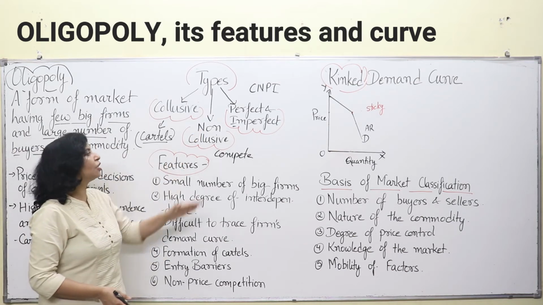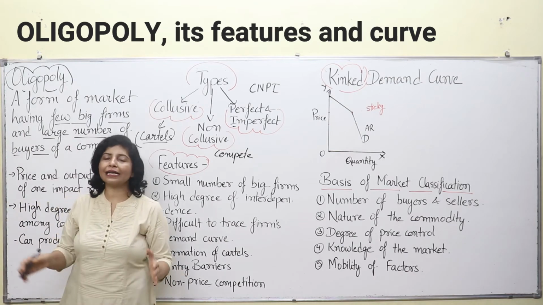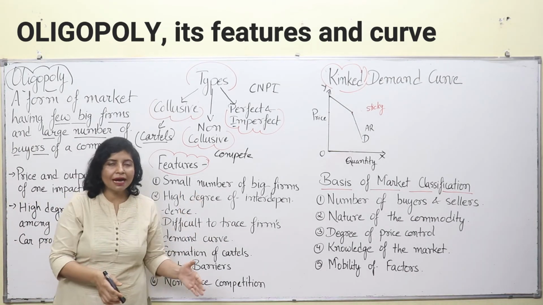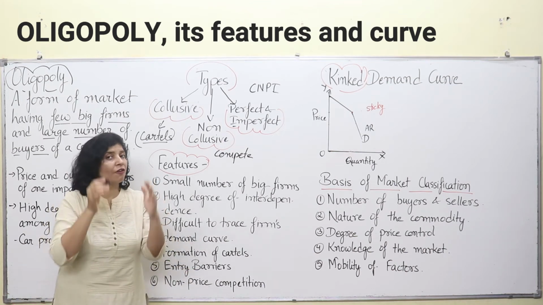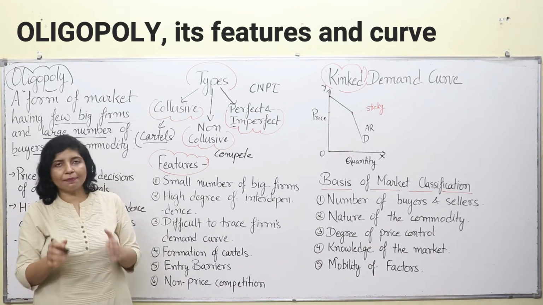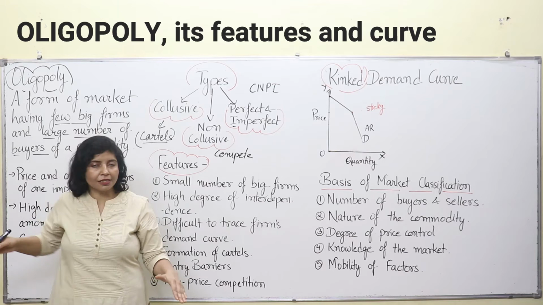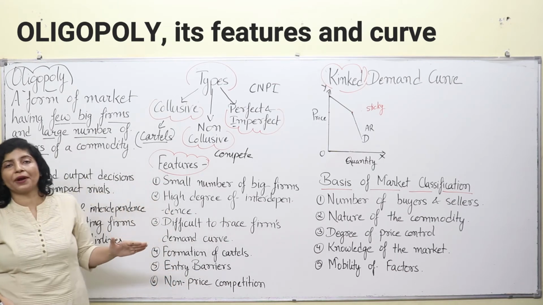Then non-collusive oligopoly. Here there is no cartel formation, there is no group formation. All the competitors, or all the players in the market, compete fiercely with one another. They just do not involve themselves in price wars. But why? Because if they involve themselves in a price war, that means if one reduces price, as I just told you, others will also have to reduce their price. So they do not involve themselves in price wars.